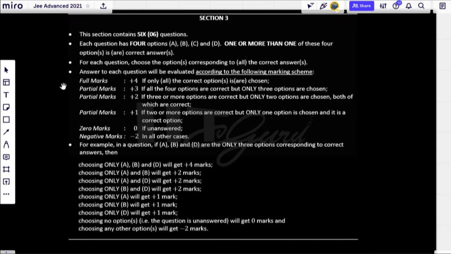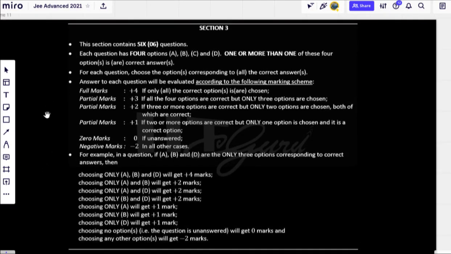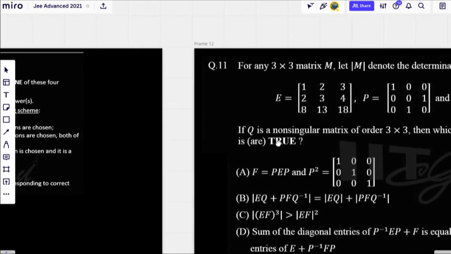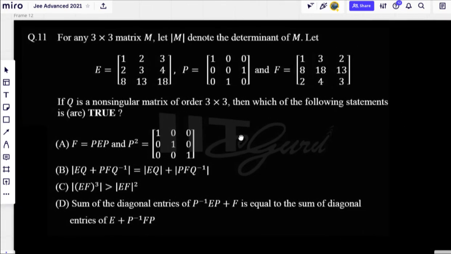This is section 3 of the IIT JEE 2021 Advanced paper. In this section there are 6 questions. One or more than one of these 4 options is correct. Negative 2 marks is there in other cases. So let's start. Question number 11.